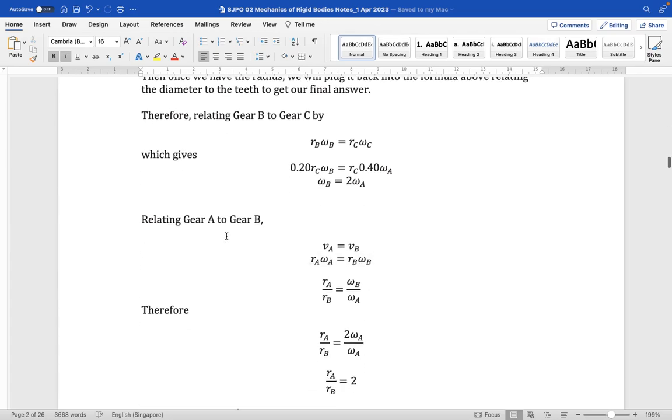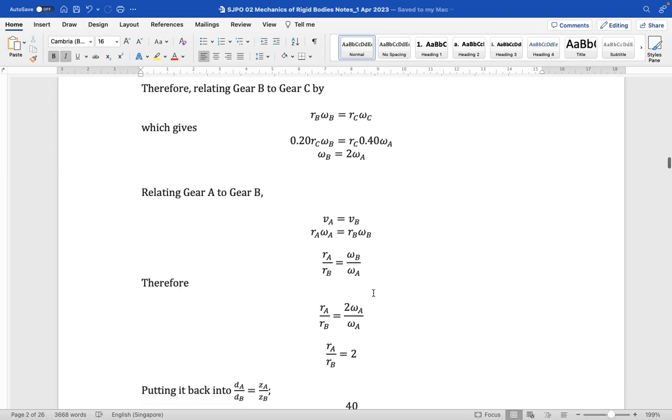Now we go back to gear A and gear B. Again, we know that the linear velocity at the point of contact is the same. So rA omega A equals rB omega B. We do a division to get rA over rB equals omega B over omega A.